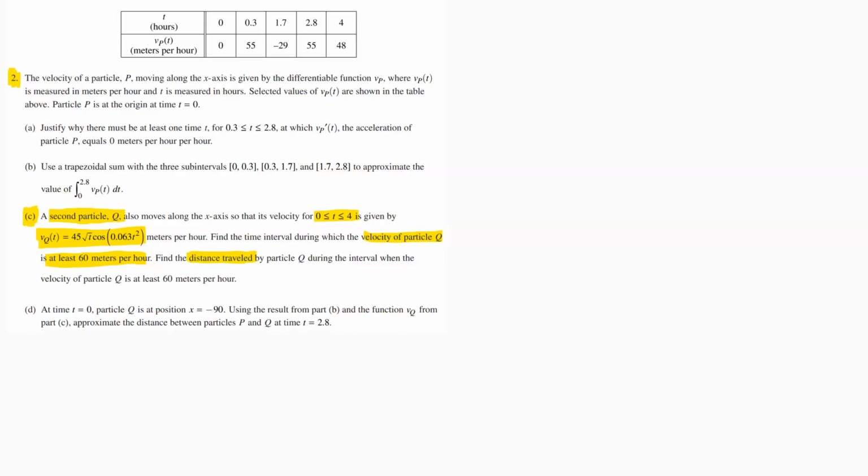Let's see, when is our velocity going to equal 60? To do that, you're going to take that velocity equation, so 45 square root of t times the cosine of 0.063 t squared, and we want to know when is it at least 60. So we want to set that equal to 60, and at least 60 means it needs to be above 60. So we're looking to find the interval where this first velocity equation is above 60.